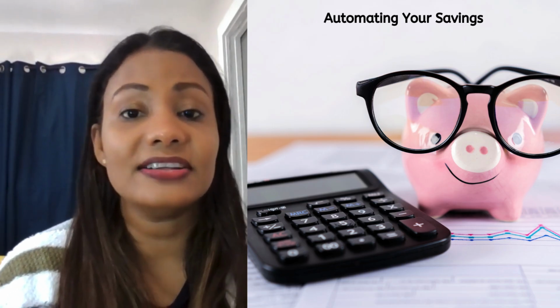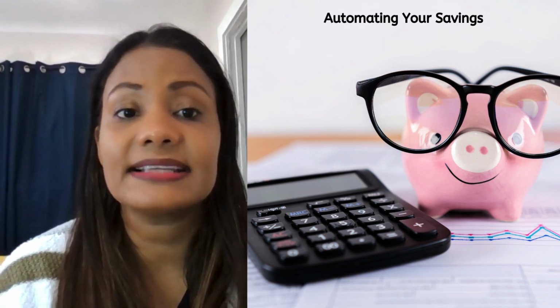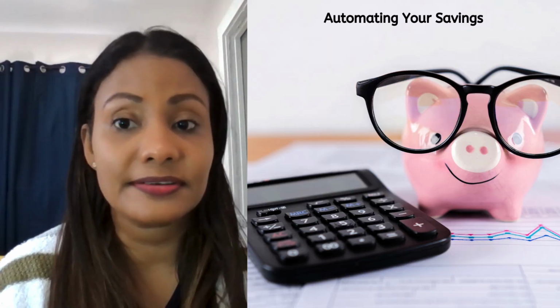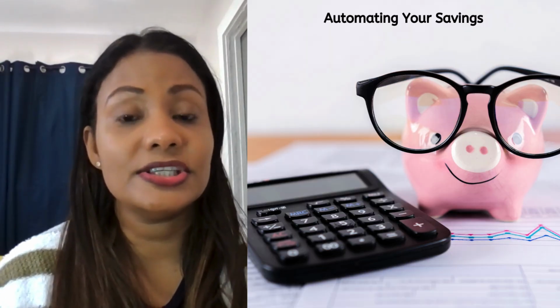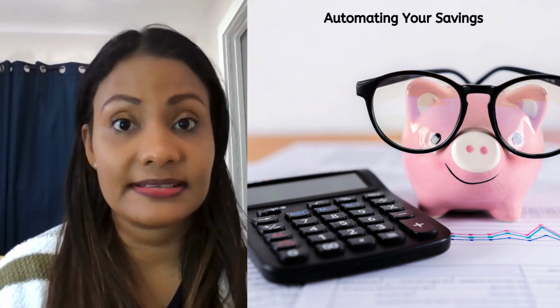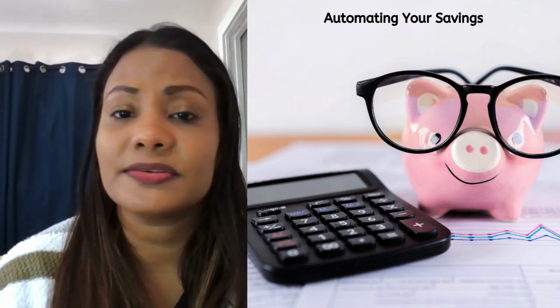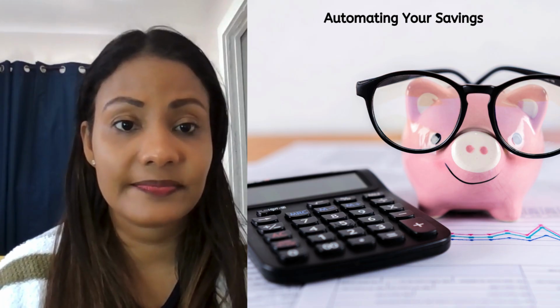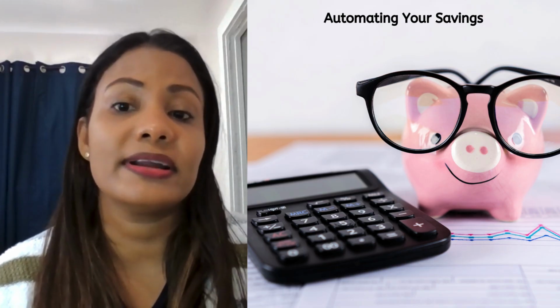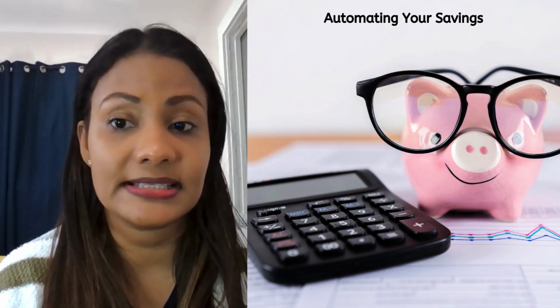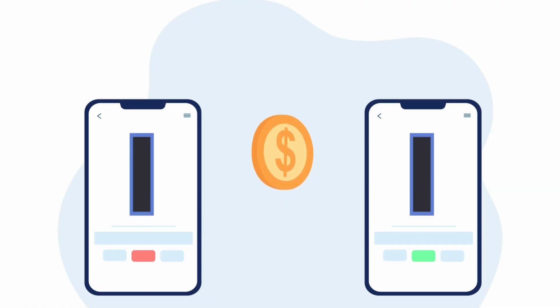Once you've decided how to divide your money for savings, the next step is to make it easy for yourself. One of the best ways to do this is by automating your savings. This way, you're paying yourself first before any bills or discretionary spending takes place. Automation takes the guesswork out of it and ensures you stay consistent. Here's how you can do this.